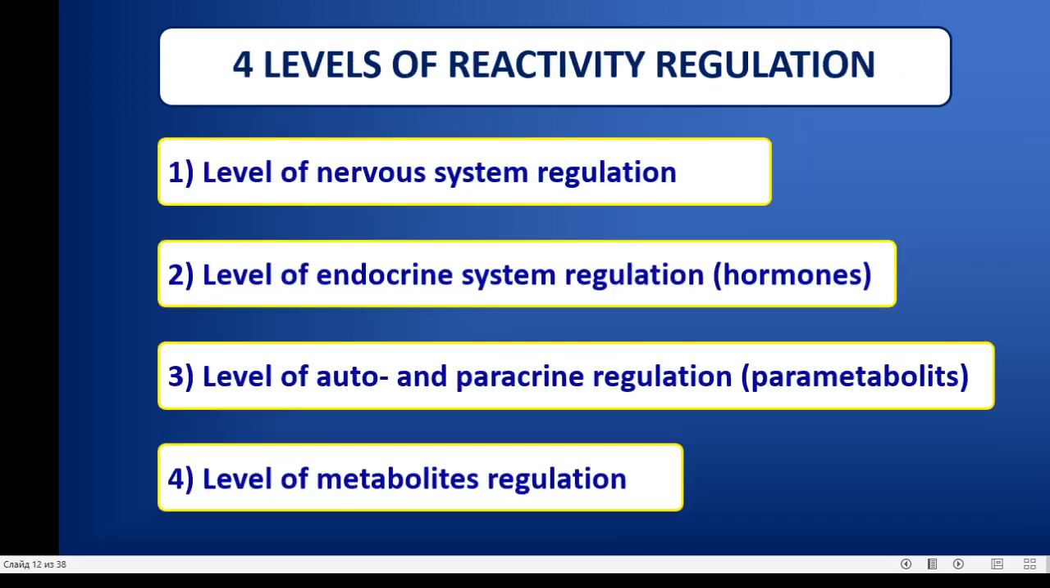Four levels of reactivity regulation. First, level of nervous system regulation. Second, level of endocrine system regulation. These are hormones. Third, level of endocrine and paracrine regulation, parametabolites. Fourth, level of metabolites regulation.